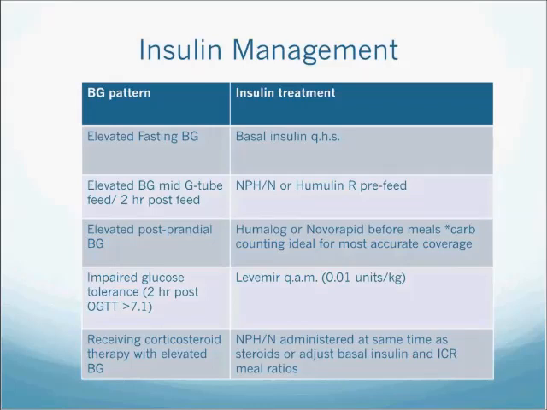Also, patients receiving corticosteroid therapy with high blood sugars may benefit from having NPH or N insulin, because those insulins tend to have a longer duration and they have a peak later in the day, which is basically happening at the same time that the steroids cause increased insulin resistance.